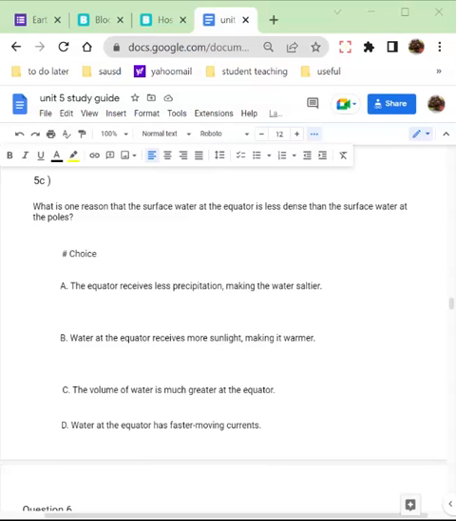So what is one reason that the surface water at the equator is less dense, so less heavy, than the surface water at the poles? It's not A, because more precipitation. Well, less precipitation would make it saltier, but the equator has more precipitation. If anything, everything along the equator has the most rain. That's why they're also very humid and hot, because so much water. So not the cold rain, the hot rain, which isn't fun.